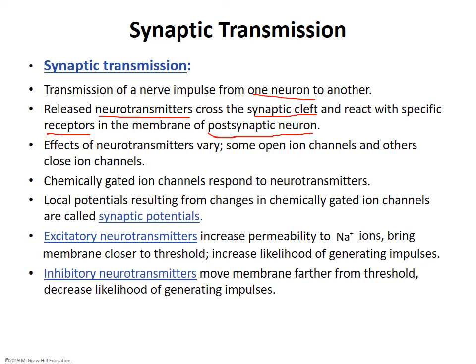So the effects of the neurotransmitter vary, just like we said. Some will open ion channels and others will close ion channels. The ones that open ion channels make it easier, and that's what we called excitatory.